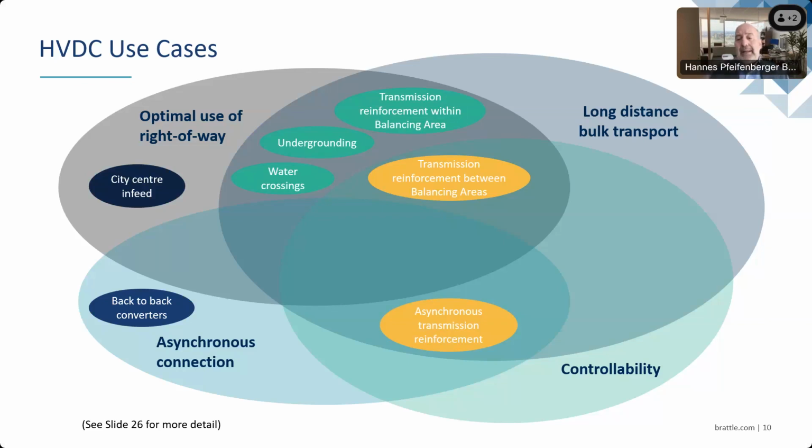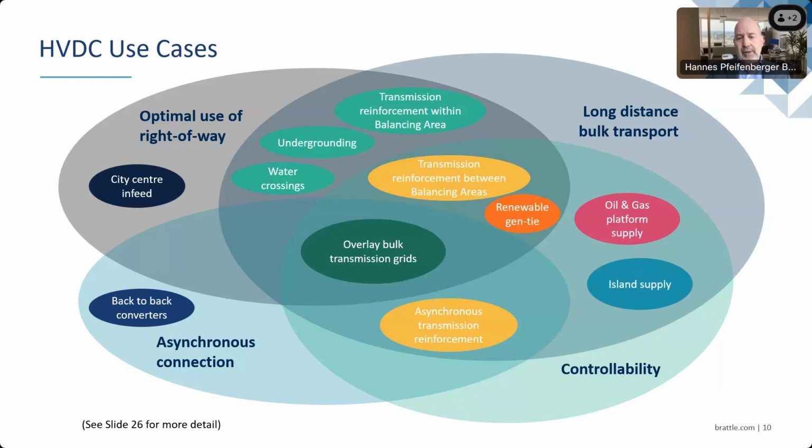When the controllability allows us to reinforce transfers between balancing areas, whether asynchronous or not, but it also allows us to supply weak parts of the grid or connect weak parts of the grid, such as high renewable areas that don't have much of an established grid, including offshore applications, of course. And then we can reinforce the AC grid through an overlay with HVDC technology.